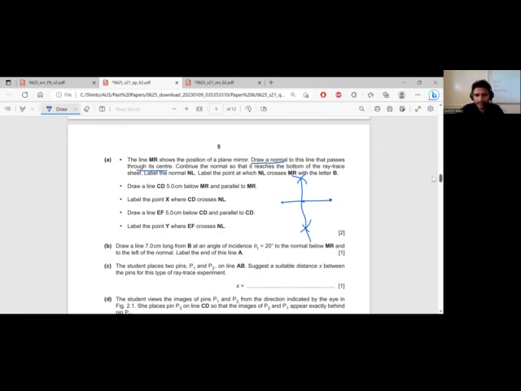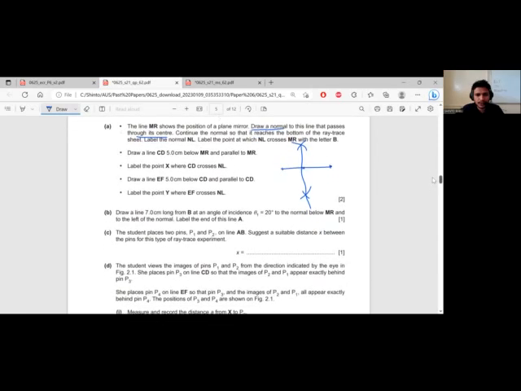Now, after that, you are supposed to label certain points according to your diagram. Use your common sense. In this part, you are supposed to draw a line of 7 centimeter, making an angle of incidence 20 degree. Now here, this is 20 degree. Remember, we are still in alternative practical paper. So the 20 degree should be expressed along with the error that you can get from here.